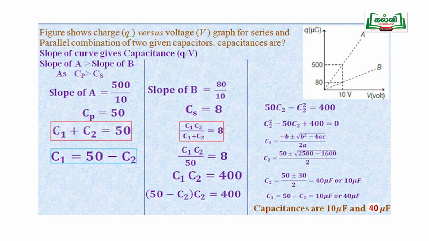Then you have C1 plus C2 equal to 50. You solve it, C1 C2 equal to 400. So you have C1 plus C2 equal to 50 and C1 C2 equal to 400. We have seen many sums like this. On solving these two using a quadratic equation, I get the values of C1 and C2 as 10 microfarad and 40 microfarad. Is it clear, children?